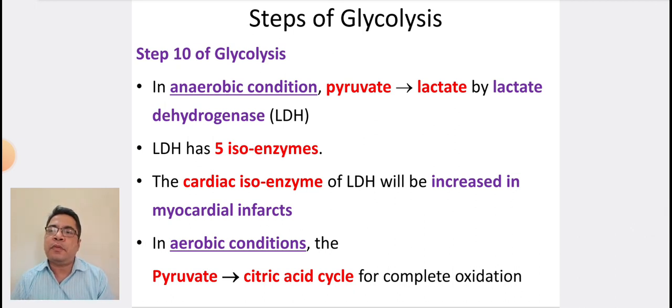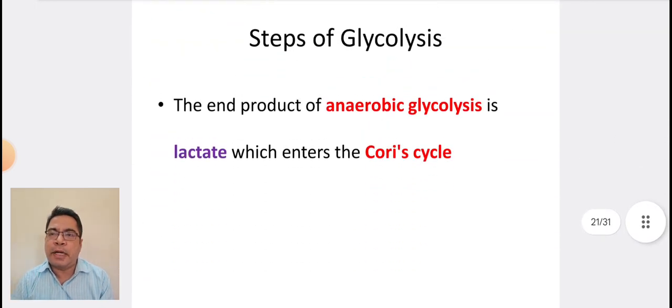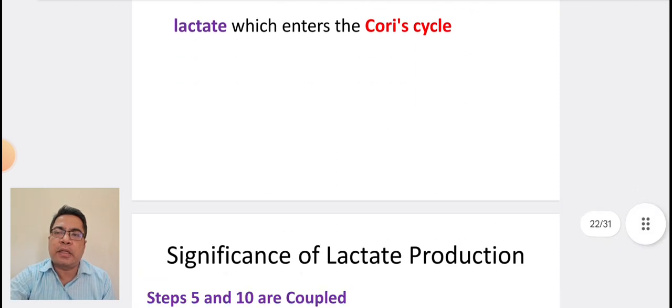glycolysis. In anaerobic condition, pyruvate is converted to lactate by lactate dehydrogenase or LDH enzyme. LDH has 5 isoenzymes. The cardiac isoenzyme of LDH will be increased in myocardial infarcts. On the other hand, in aerobic conditions, the pyruvate is sent to the citric acid cycle for complete oxidation. The end product in anaerobic glycolysis is lactate, which enters the Cori cycle.